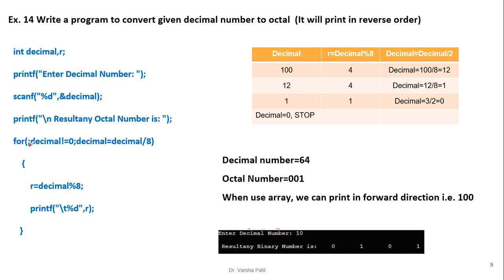For the initial condition, nothing is present, because we have already taken the number. The final condition is decimal not equal to 0, and decimal equals decimal divided by 8. So in this way we decrement the number. In the for loop we are just calculating the remainder and printing that remainder.